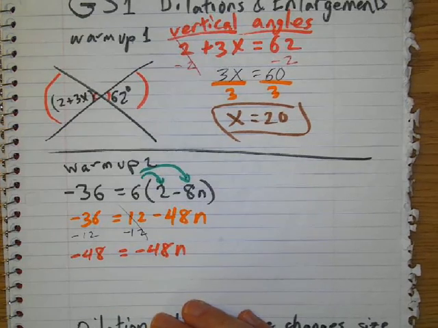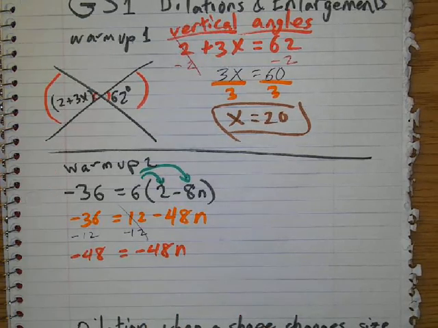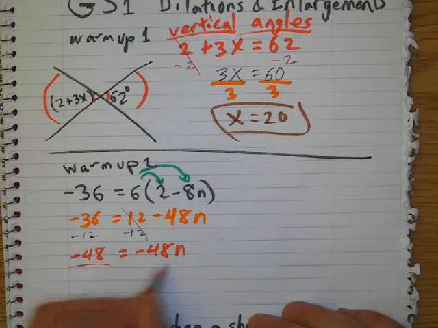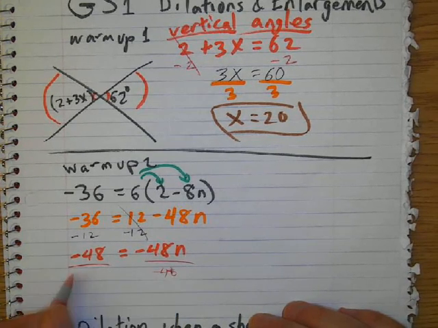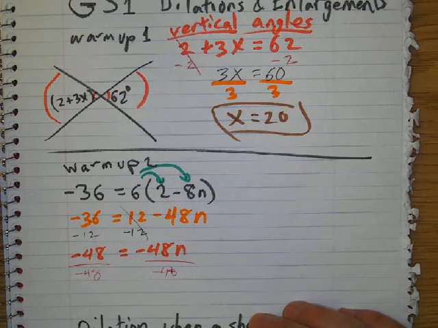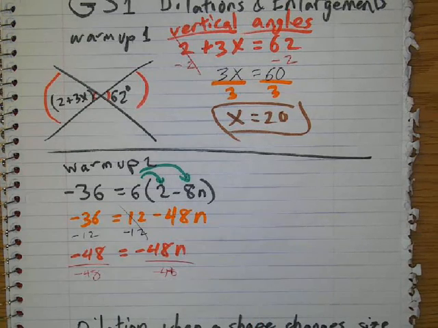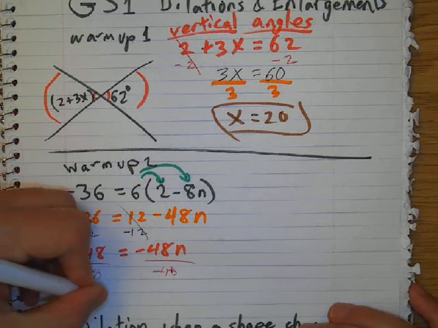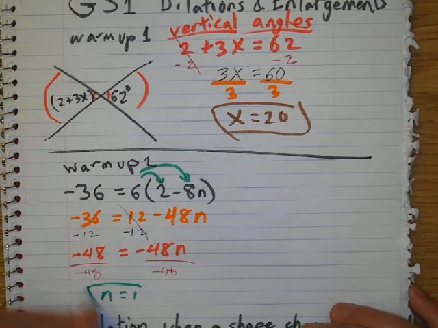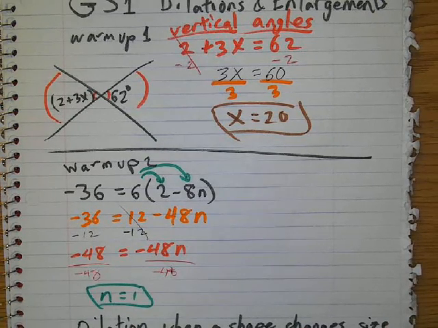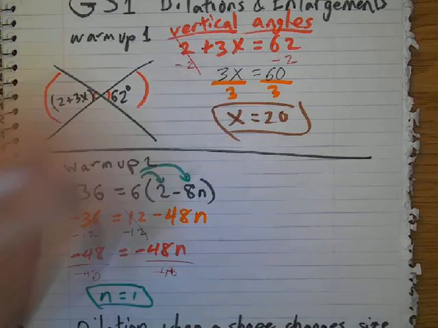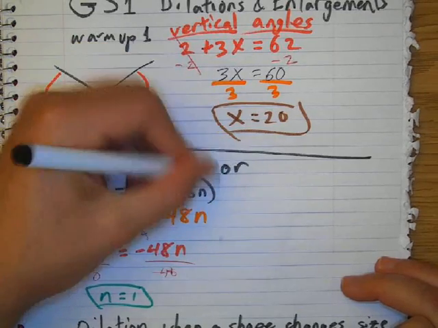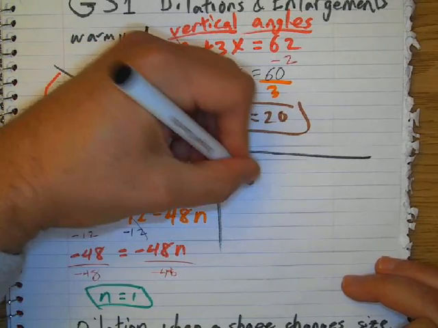Well, that's very convenient because I can divide both sides by negative 48. And then I get n equals 1. Now, I could have done it another way. Another way would have been, let's rewrite the question.